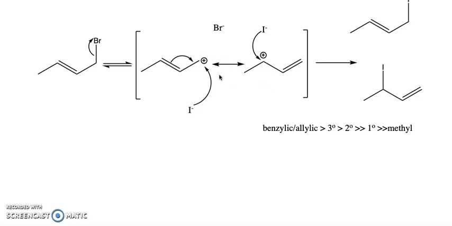Either of these carbons can react to give me two different possible alkyl iodide products. But the fact of the matter is the reason why these allylic alkyl halides are so reactive is that the carbocation formed is so stable.